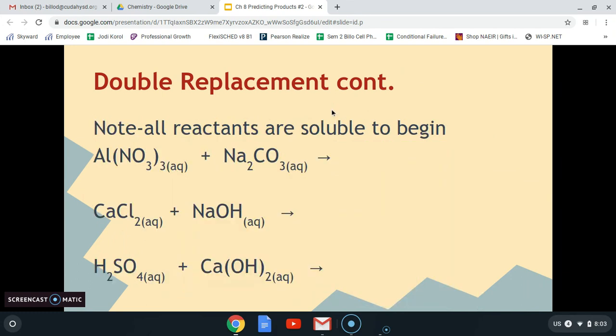So here are three examples of reactions. Notice I put the phases in. Those phases indicate that they are already dissolved in water. And so I'm going to take these one at a time.